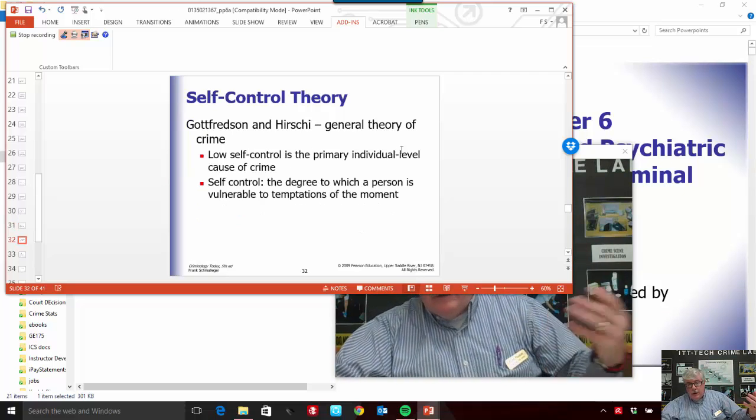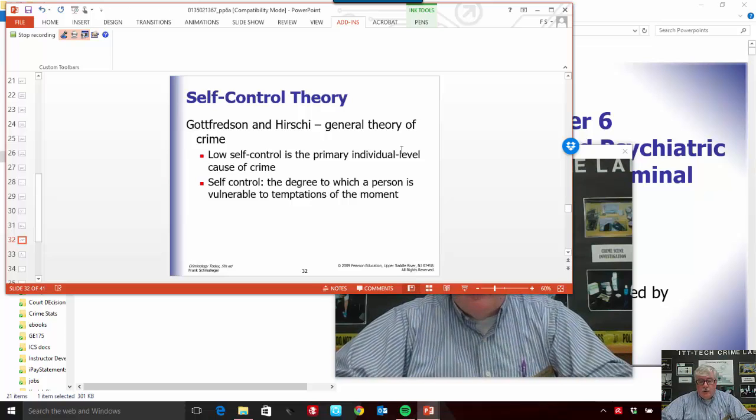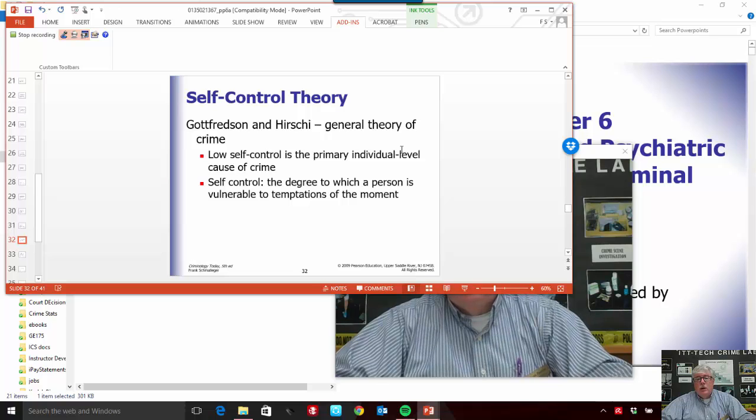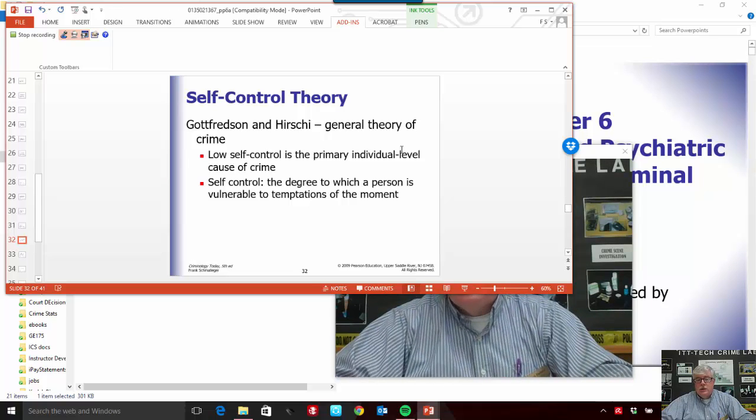Gottfredson and Hirschi developed something called a general theory of crime, and they felt that low self-control was the primary cause of crime at the individual level. Self-control was the degree to which a person can control themselves, or the degree to which the person is vulnerable to temptations of the moment.